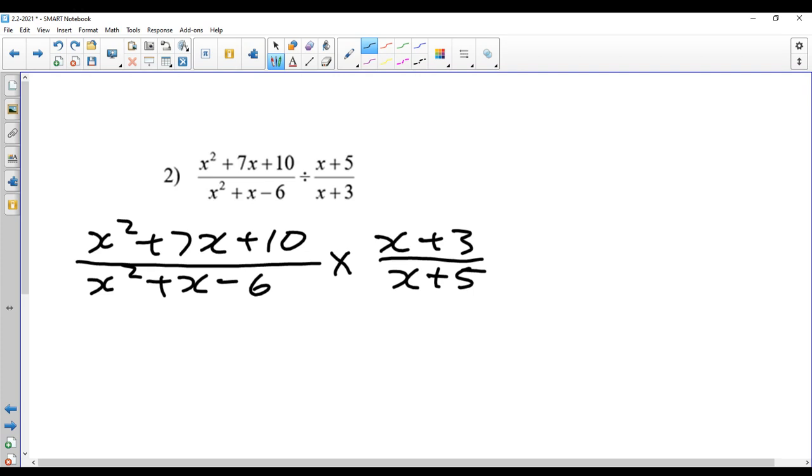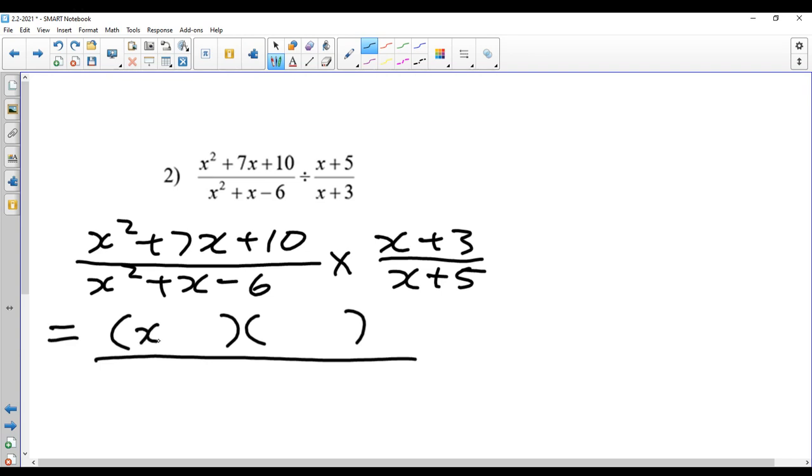Okay, factor the first one for me. Factor the numerator of the first part. I'm going to start by putting these brackets in for you. And then Wanya was volunteering, so we're going to go to her next. So factor the top for us, please. X plus 5 and what? X plus 5, x plus 2. Okay, good. Wanya, you're going to tell us about factoring the bottom. How does that look?